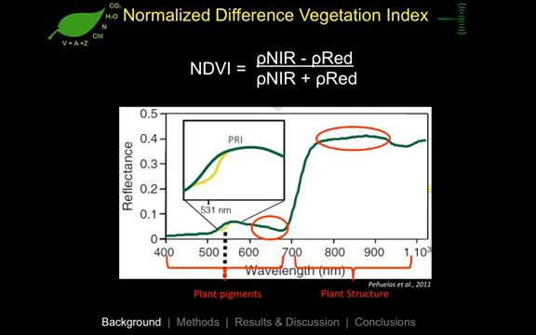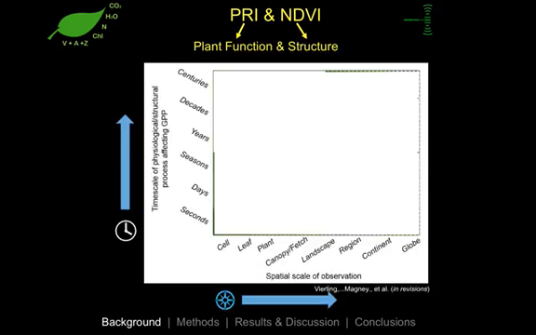So in this research, I'm using both NDVI and PRI to get at the diurnal and seasonal phenologies of crops. So if we think about PRI as being responsive to plant function and NDVI being responsive to plant structure, it begins to look like this. So in this chart here on our y-axis, we have time progressing from seconds to days to seasons, and space on the x-axis, moving from the cell to the leaf to the plant to the canopy and the landscape.